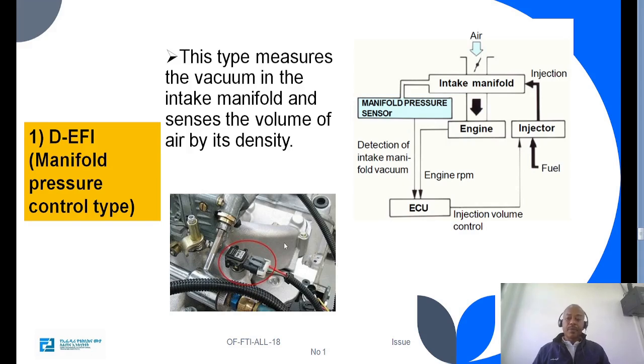in this picture, and this type measures vacuum in the intake manifold and senses the volume of air by its density. So the air is passing through this duct, and the manifold pressure sensor senses the intake manifold pressure and sends the signal to the ECU. So the ECU also receives the engine RPM. Based on these two input data, the ECU gives a command to the injector to inject the fuel.